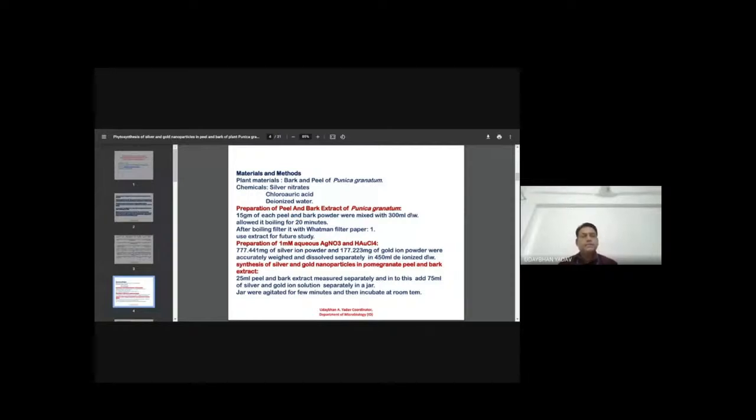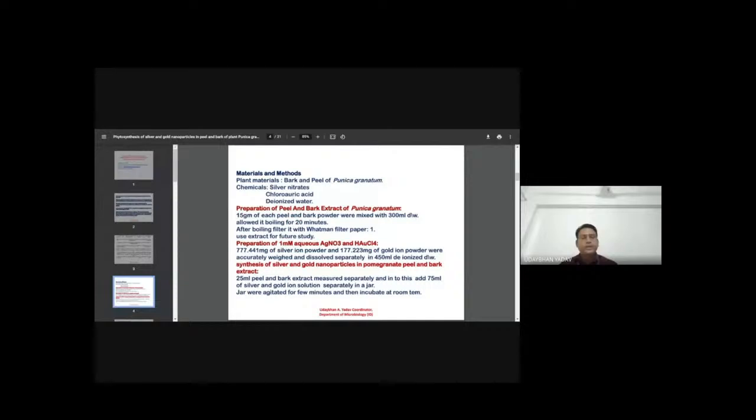777.441 mg of silver nitrate powder and 177.223 mg of gold chloride powder were accurately weighed and dissolved separately in 450 ml deionized distilled water. The next step is the synthesis of silver and gold nanoparticles in pomegranate peel and bark extract.